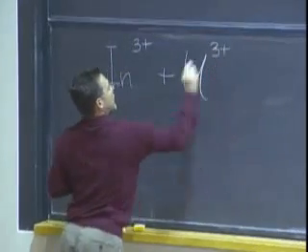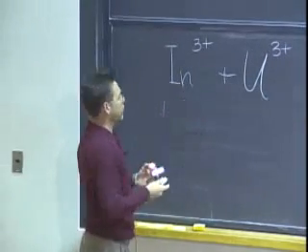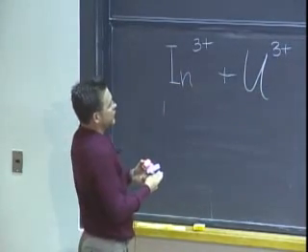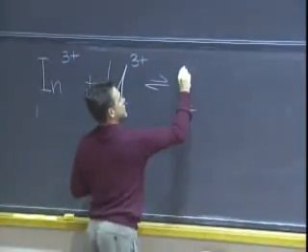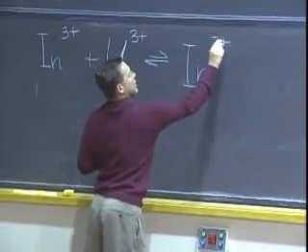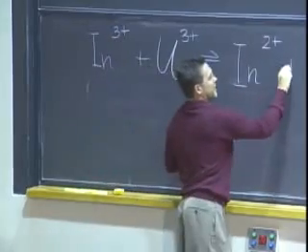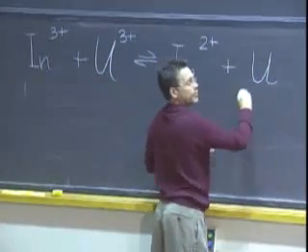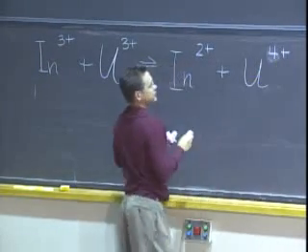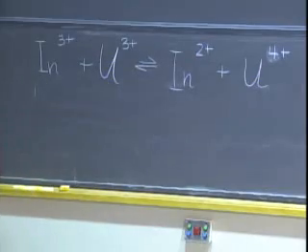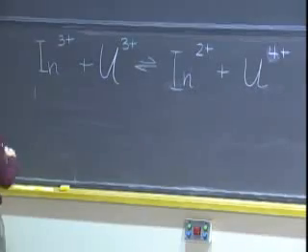And we're going to consider the possibility that indium may react with uranium to provide indium 2+. So we're going from trivalent to divalent indium, and the source of that electron is the uranium 3+ ion going to the uranium 4+ ion. Okay, so there's a hypothetical reaction that we want to consider, and we're going to need to be able to express that in terms of half reactions.